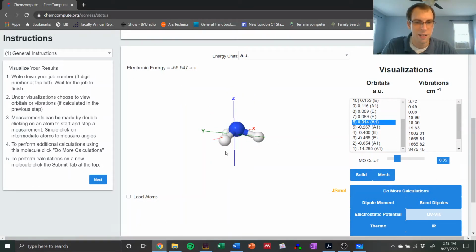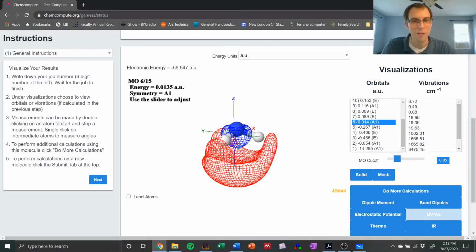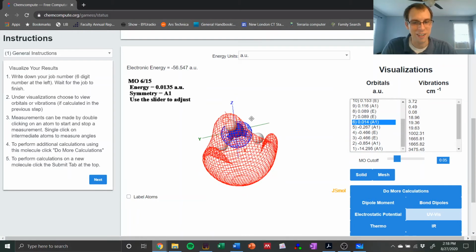And then we start to get to the anti-bonding orbitals. Right, and so this can tell us where the valence electrons are located in this molecule and sort of what their shape is and things like that. So with the anti-bonding, we start getting crazy stuff like this.